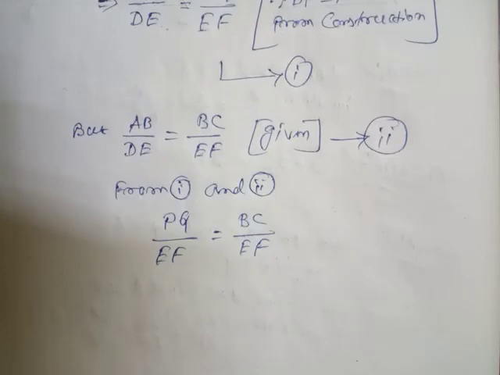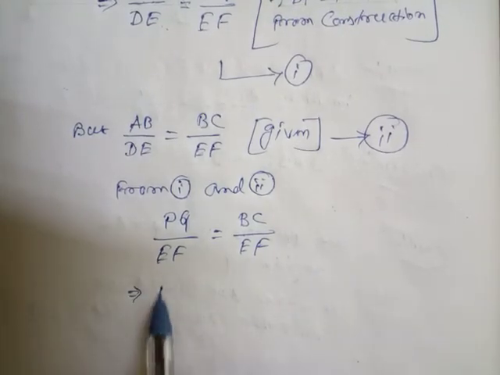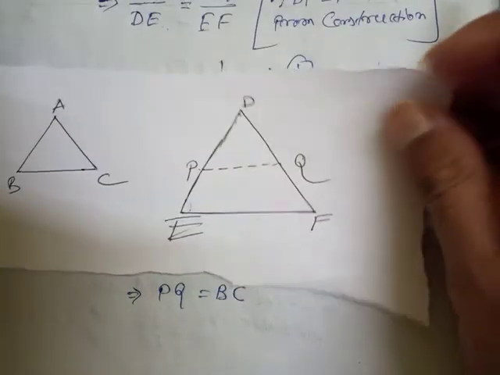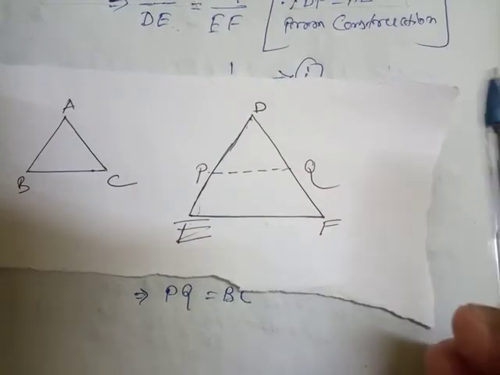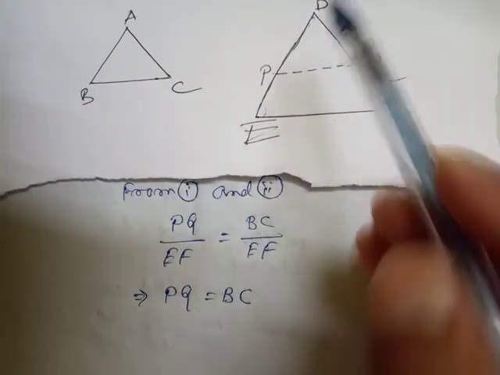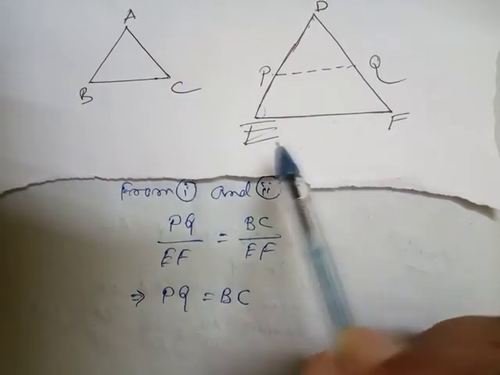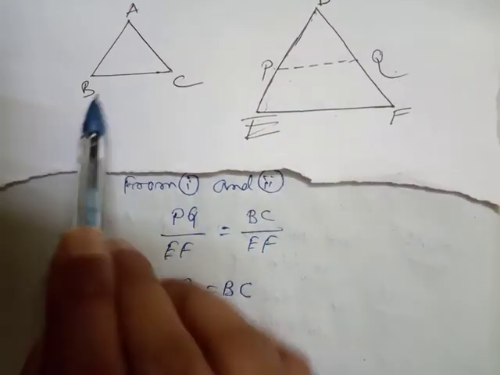Now look students, EF cancels from both sides. So we'll write here that PQ equal to BC. Now look in the diagram, PQ equal to BC. PQ by EF and BC by EF, EF cancels from both sides. PQ equal to BC means PQ and BC are equal.